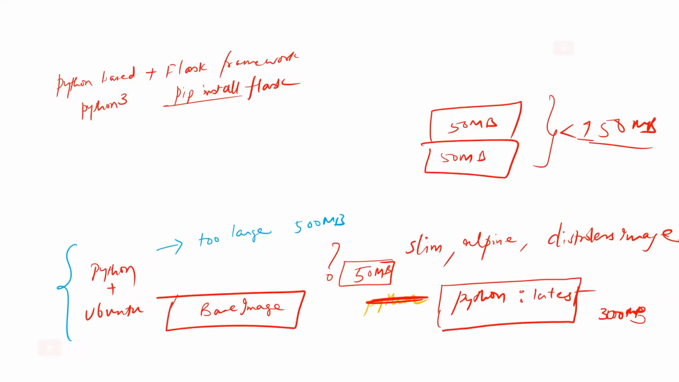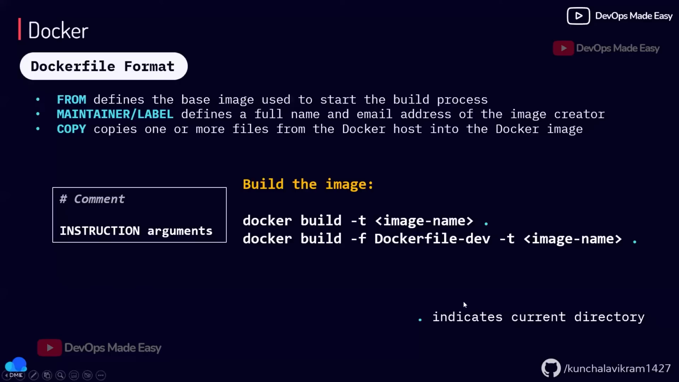So always take time in selecting a proper base image depending upon the requirement. Don't build the image from scratch using Ubuntu or CentOS or anything else. Always look for existing images. Most of the time they will be available. So FROM means that's the current image, the base image.